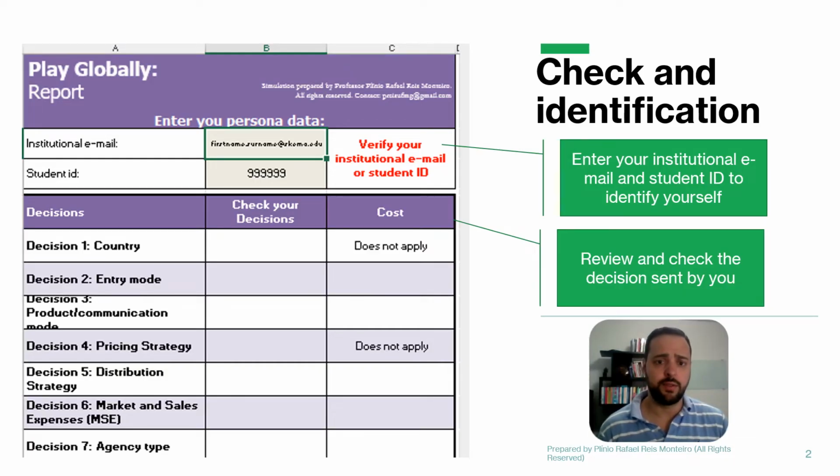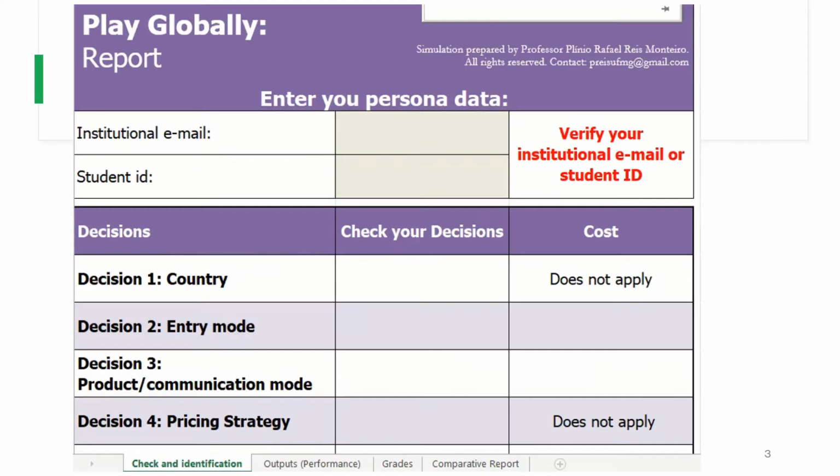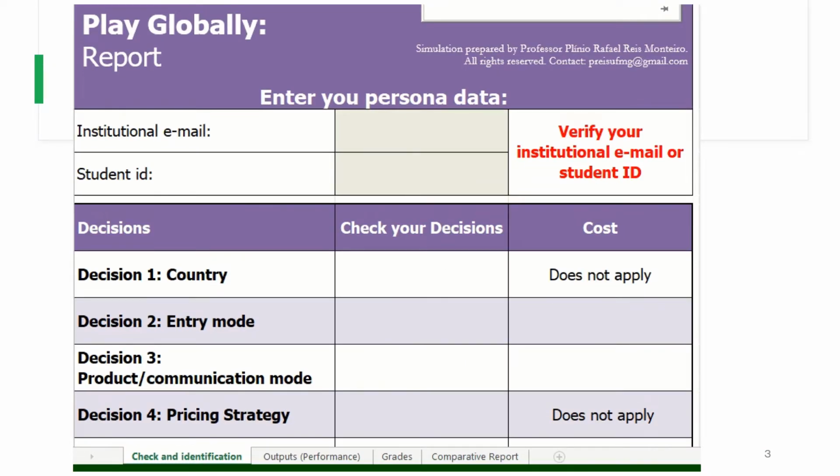To access your individual reports, you should download the report and then add your information from the mail I sent you. So let me show you how to do that. You first should download the file and then enter your personal information. Basically, you need to type your institutional email. It doesn't matter what email you used for sending the decision. You always need to type your institutional email, the email from your institution. It will always finish with the identification of your institution.